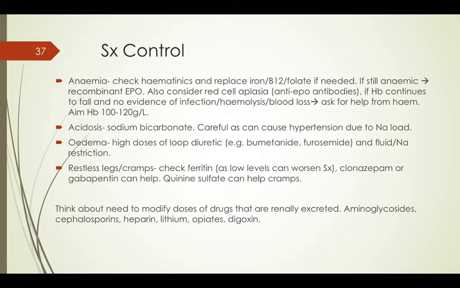Symptom control. Anemia can often be due to lack of EPO, so we may need to give a recombinant form of that. We may need to give standard conventional replacement for iron, B12 or folate. Make sure to exclude causes of a falling red cell count, a falling hemoglobin, such as infection, hemolysis or blood loss. And always ask for help from the hematology team.